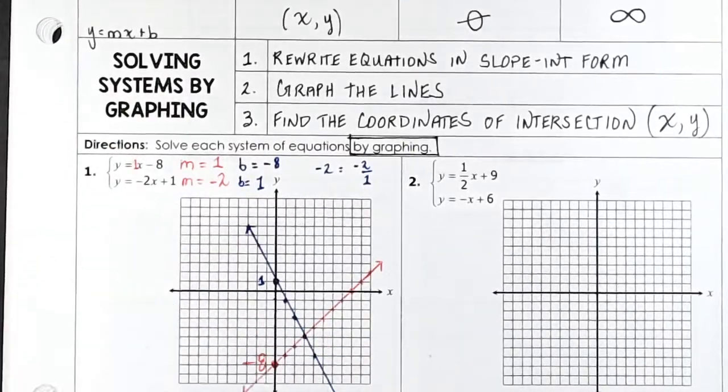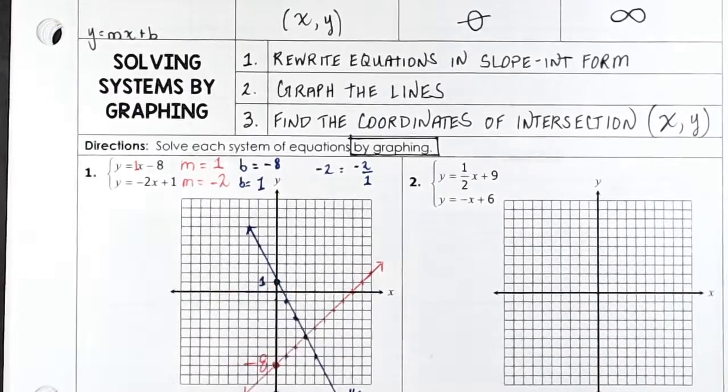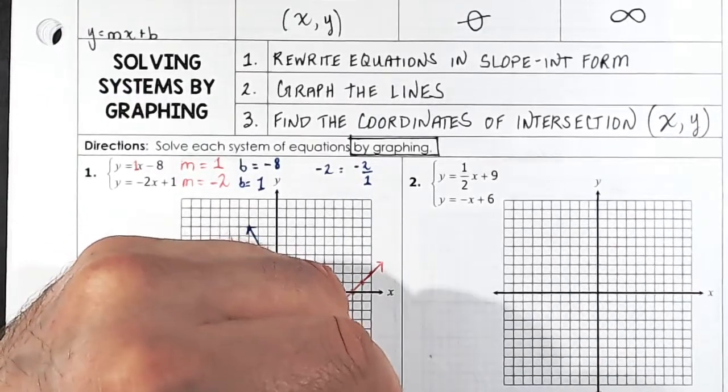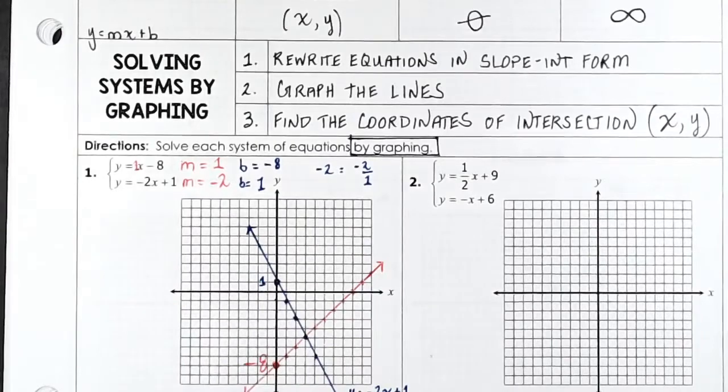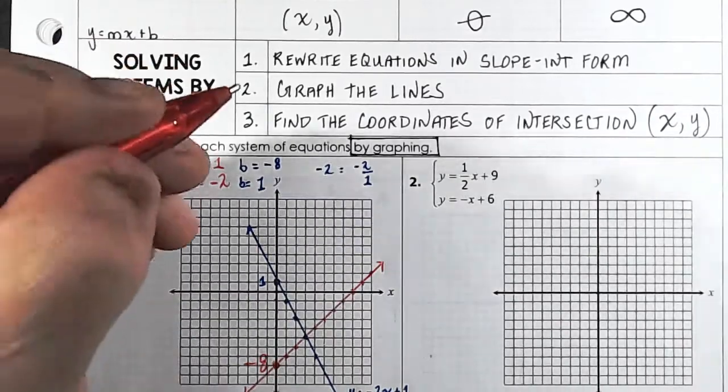So this is the second equation. This is y equals negative 2x plus 1. And our first equation was y equals x minus 8.